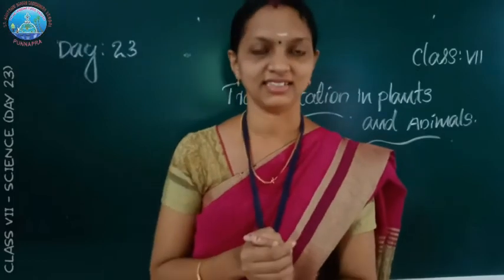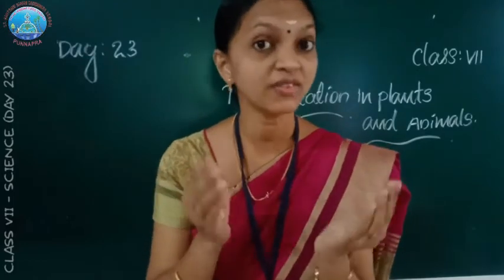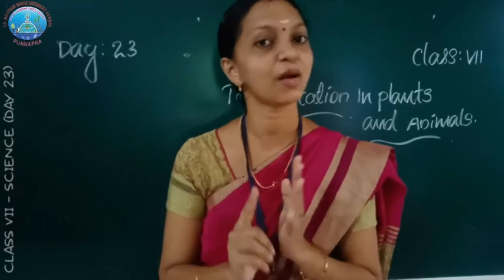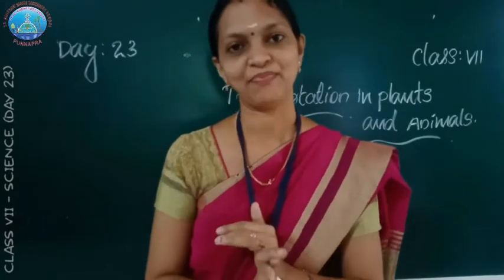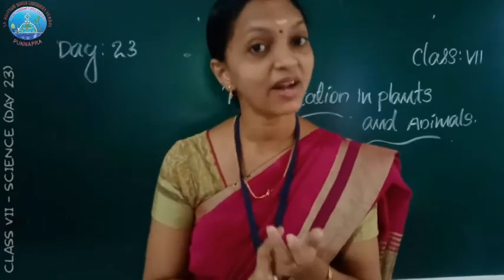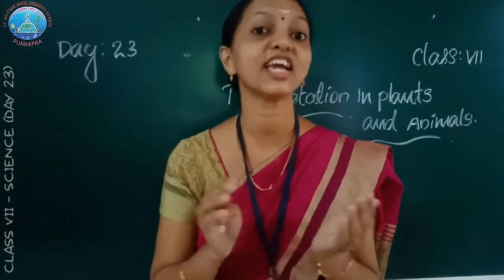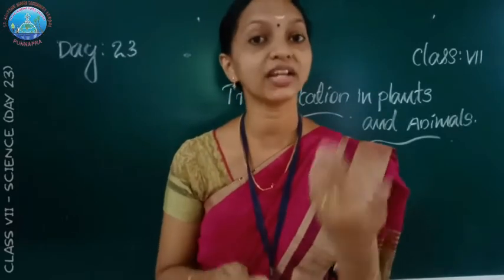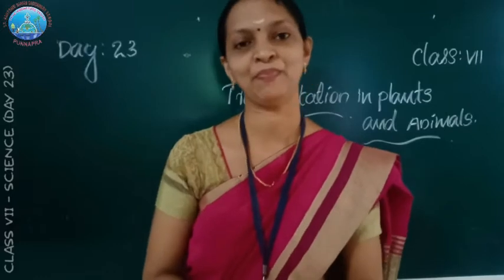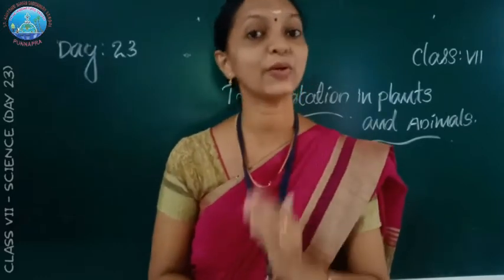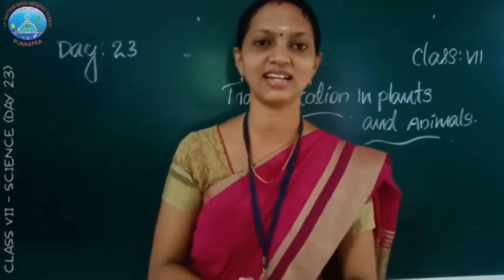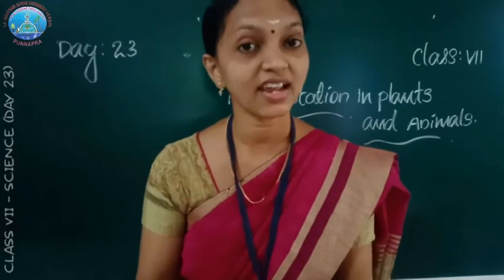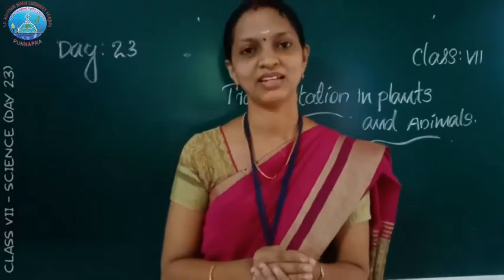Our blood is a fluid, it is red in color, and blood has three components: RBC, WBC and platelets. RBC, red blood cells, contain hemoglobin. Hemoglobin is the red color in blood. The next component is WBC, white blood cells. WBC fight against germs.